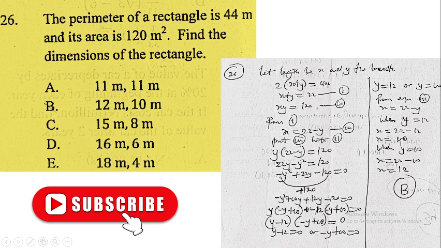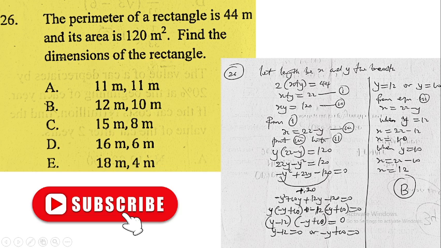Then we have two equations now. From equation 1, you can make one of the variables the subject of the formula. Here we make x the subject, so x equals 22 minus y. You can call that equation 3. You can now put equation 3 into equation 2, so anywhere we see x, we put 22 minus y there. That will give us y into 22 minus y equals 120. Open the bracket: 22y minus y squared equals 120. Then rearrange it to give a quadratic equation: minus y squared plus 22y minus 120 equals 0.